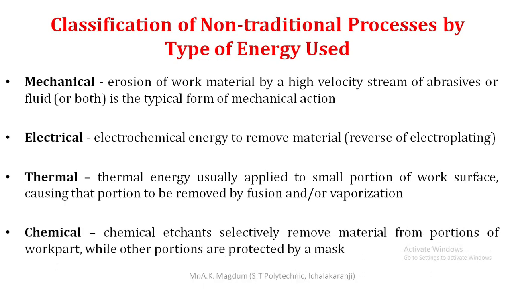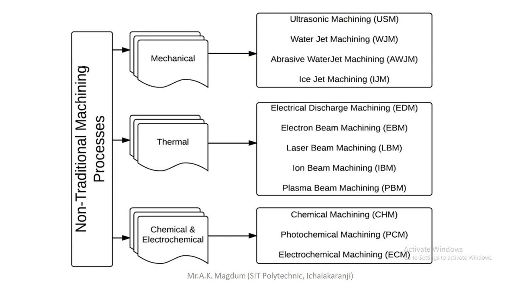Next one is the chemical energy. Chemical agents selectively remove material from portions of the work part while other portions are protected by a mask. Means some chemical agents are used, and those agents remove the material from the workpiece surface, removing small particles which are dissolved into that chemical itself. So this is the last energy used for the non-traditional machining processes. So these are the four energy methods.